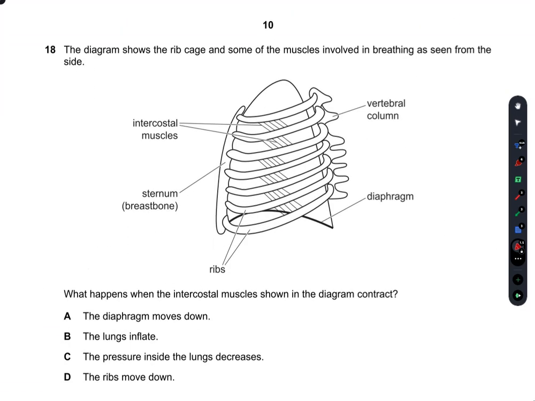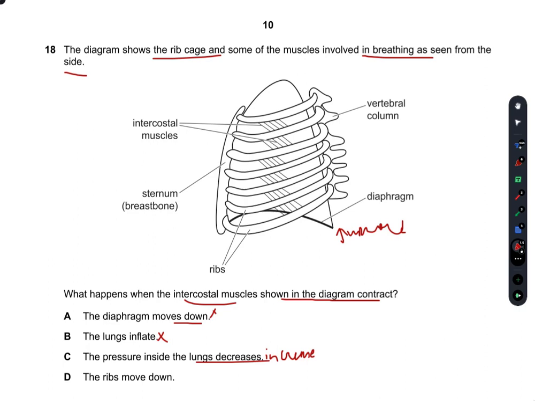The diagram shows the rib cage and some of the muscles involved in breathing as seen from the side. What happens when the intercostal muscles shown in the diagram contract? So when the intercostal muscles contract, the diaphragm would move upwards, it will not move down. The lungs would not inflate. The pressure inside the lungs would increase and it will cause the gas to move outwards.